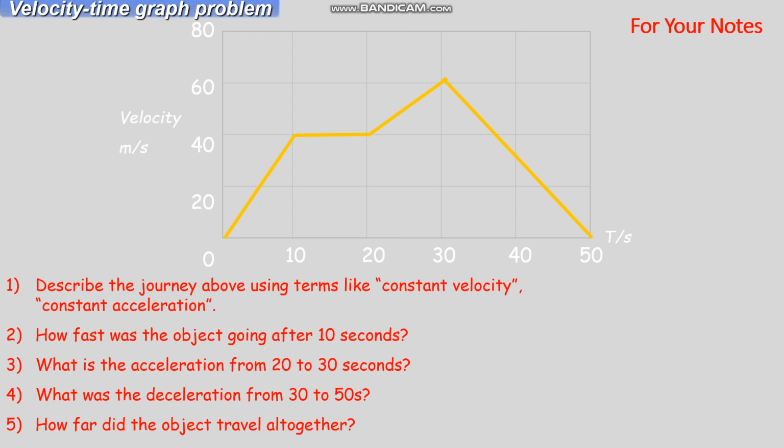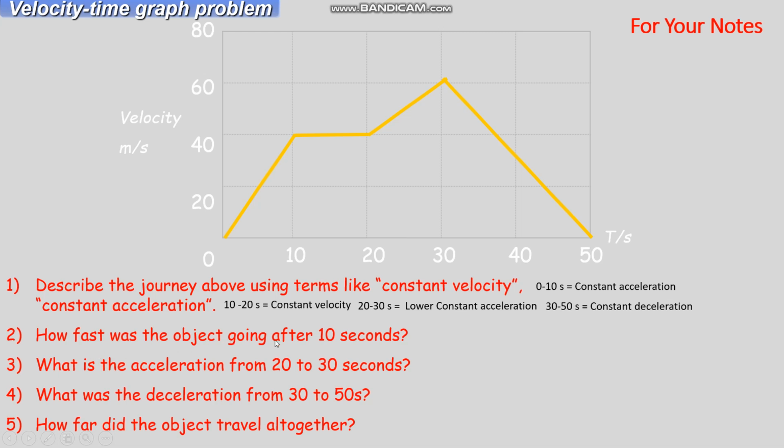Okay, answers then. 0 to 10 seconds, diagonal straight line, so we have constant acceleration. 10 to 20, we have constant velocity, horizontal line. 20 to 30, we have a lower constant acceleration, the gradient isn't as steep. And the reverse here shows that the object is decreasing its speed, so it's deceleration, so it's a constant deceleration.